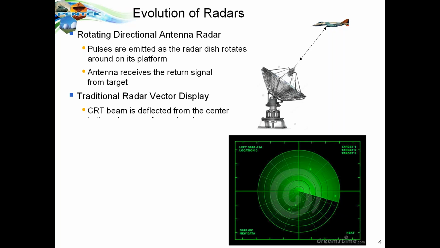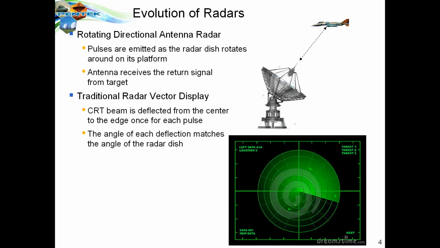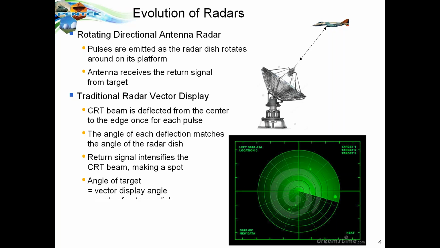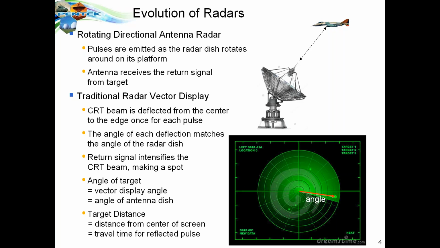In the radar vector display, a CRT beam is deflected from the center to the edge once for each pulse. The angle of each deflection matches the angle of the radar dish. The return signal intensifies the CRT beam, making a spot that you can see over on the right circled in red. The angle of the target is the angle of the antenna and the display, since they match.